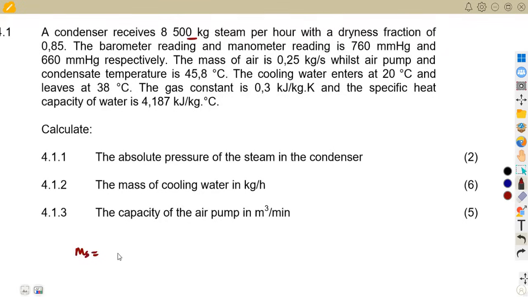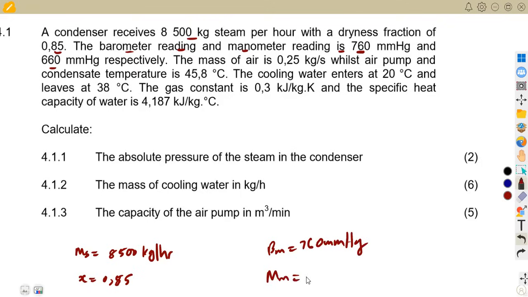So we are given the mass of steam, 8,500 kilograms per hour, at a dryness fraction of 0.85. The barometer reading is 760. Then we also have the manometer reading, which is 660 millimeters in this case.